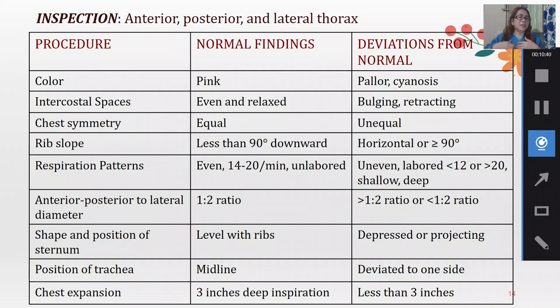Angle of Louis, pag ginawakan mo to, the clavicle, the first intercostal space, no? Ito yung space dyan. Even yan and relax, okay? Walang bulging, walang retraction. Kasi usually kapag yung mga TB patient, may retraction, nakikita mo talaga itong, ayan, pag humihinga, ano, gumaganyan. Ito yung ribs, in between ng ribs, so may retraction dyan. The chest symmetry, okay, pantay ba or unequal? Nakaganyan ba? Nakaganyan ba si patient?